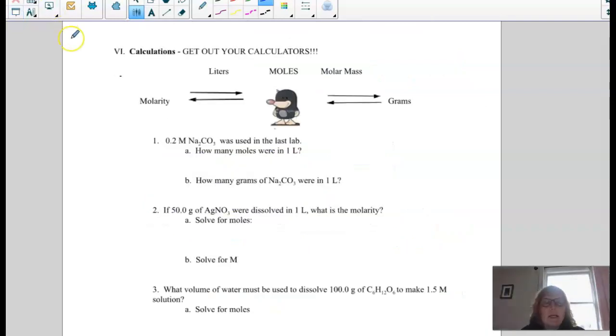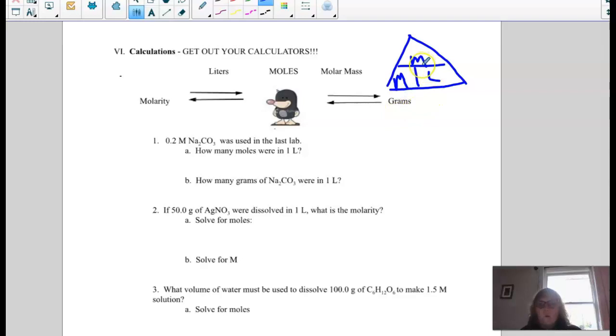Okay, so on to the next page. Just some more calculations, some more practice. It says 0.2 molarity of sodium carbonate was used in the last lab. How many moles were in 1 liter? Well, again, I'm trying to find moles. I'm going to use the triangle up here instead of the diagram over to the side. So I'm going to say moles, liters, and then big M for molarity.